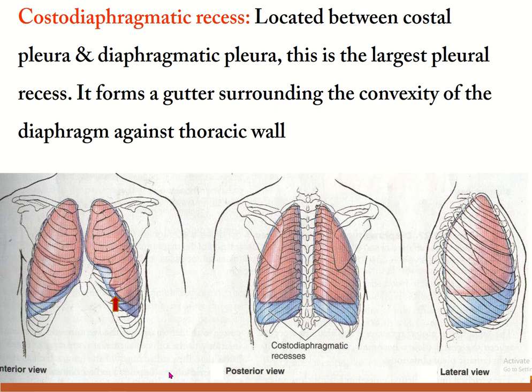The costodiaphragmatic recess, located between the costal pleura and diaphragmatic pleura, is the largest pleural recess. It forms a girdle surrounding the concavity of the diaphragm against the thoracic wall. You see, this is anteriorly the costodiaphragmatic recess, posteriorly the costodiaphragmatic recess, and laterally the costodiaphragmatic recess. So this is the most dependent part of the costodiaphragmatic recess, and here fluid is accumulated.